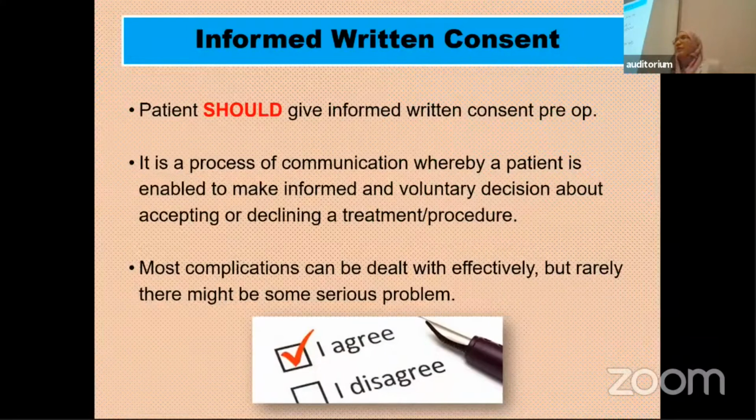In informed written consent, apart from complications during surgery or after surgery, there are a few things that have to be explained in the written consent. For example, what is cataract? What is the procedure of cataract surgery? And then what are the complications that might occur, and also the extra procedure or extra surgery that the patient might need to go through due to the complication, and also the post-op care.